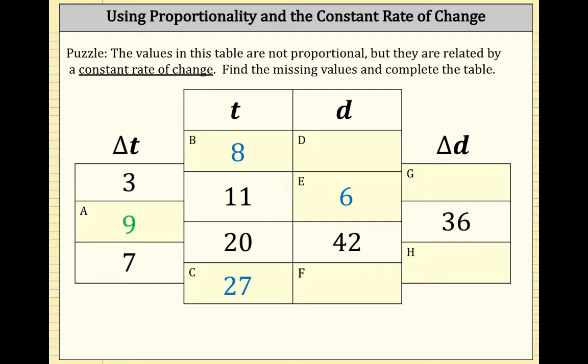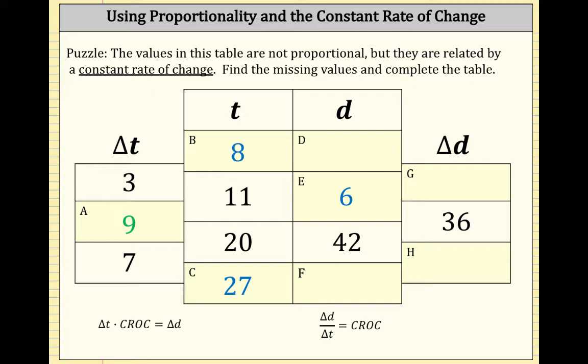Constant rate of change means that the changes in the quantities are proportional, which means that the changes in quantities can be related by a constant multiple, and that the changes in the quantities can also be related by a constant ratio. So the change in t times the constant multiple will be the change in d. And likewise, the change in d divided by the change in t is a constant ratio. Now that constant multiple and that constant ratio from earlier is referred to as the constant rate of change, abbreviated CROC.